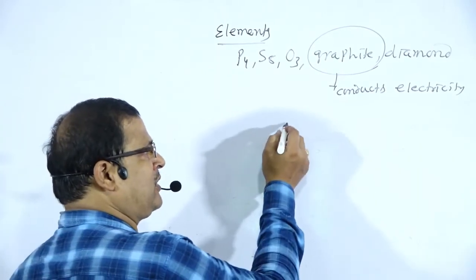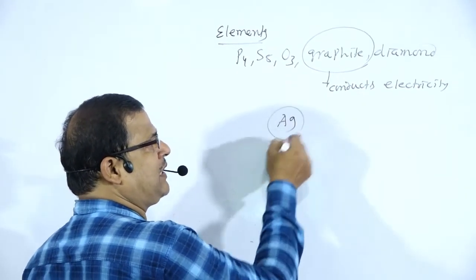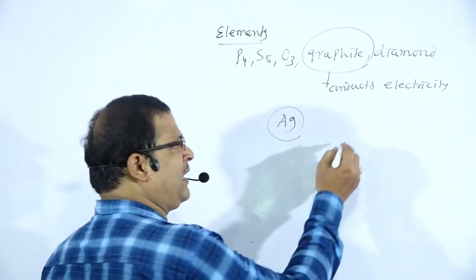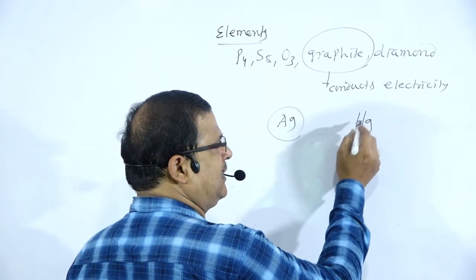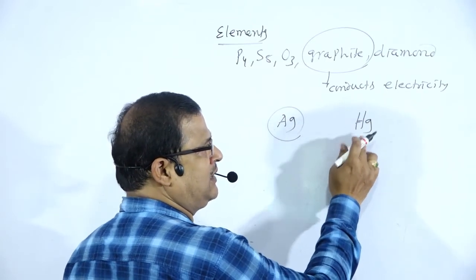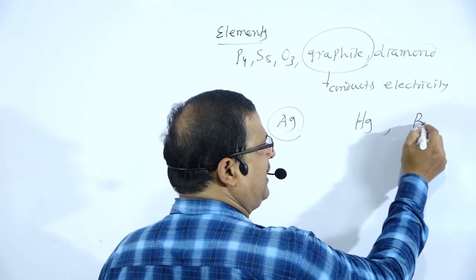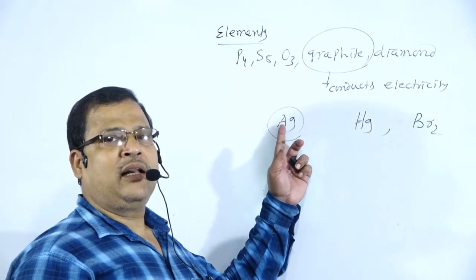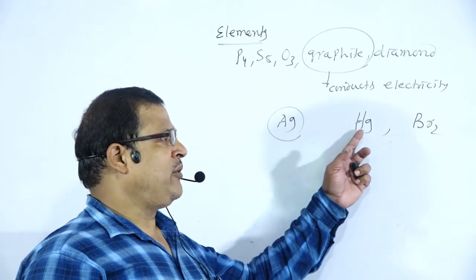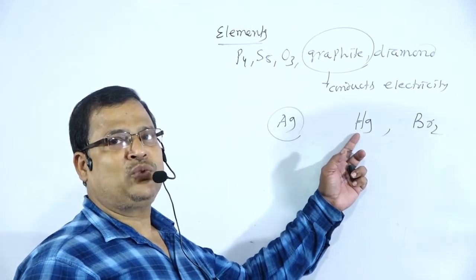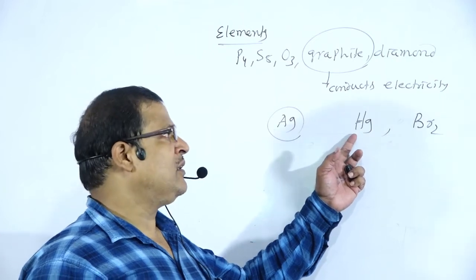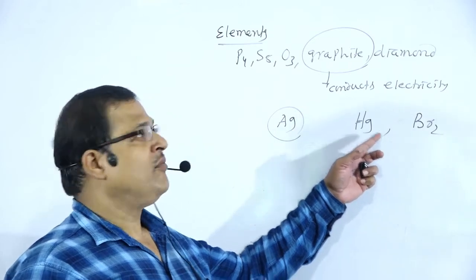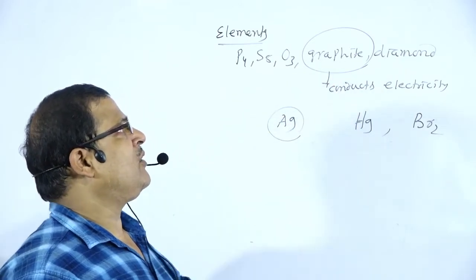Better electrical conductivity, that is silver. Silver is having the better electrical conductivity. Liquid metal, that is Hg, your Hg. Liquid non-metal, that is Br2. Silver is having the higher electrical conductivity. Mercury is otherwise known as quicksilver. Quicksilver is a liquid metal. Bromine is the liquid non-metal.